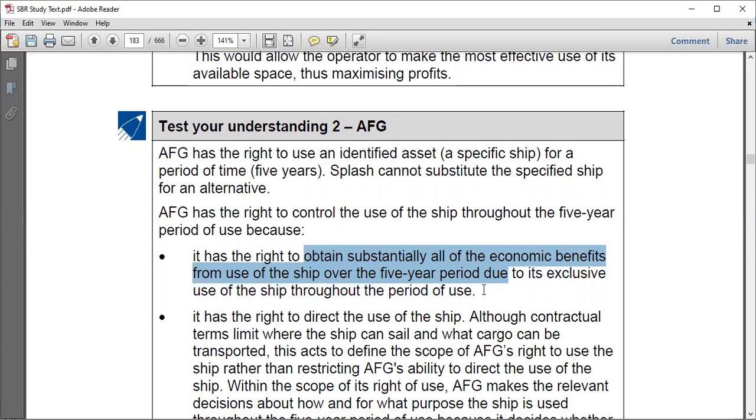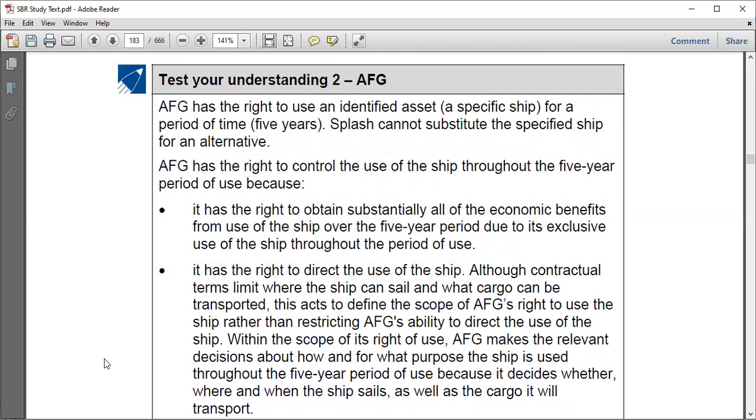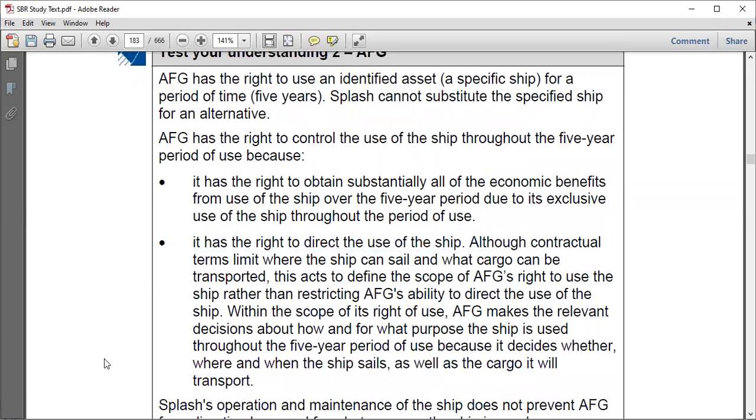Although we saw that there are some restrictions, it had the right to direct the use of the ship. Although, as we said, there are some restrictions. Now the restrictions actually just define the scope. So these ones would not restrict, would not prevent it from saying that there is a lease.